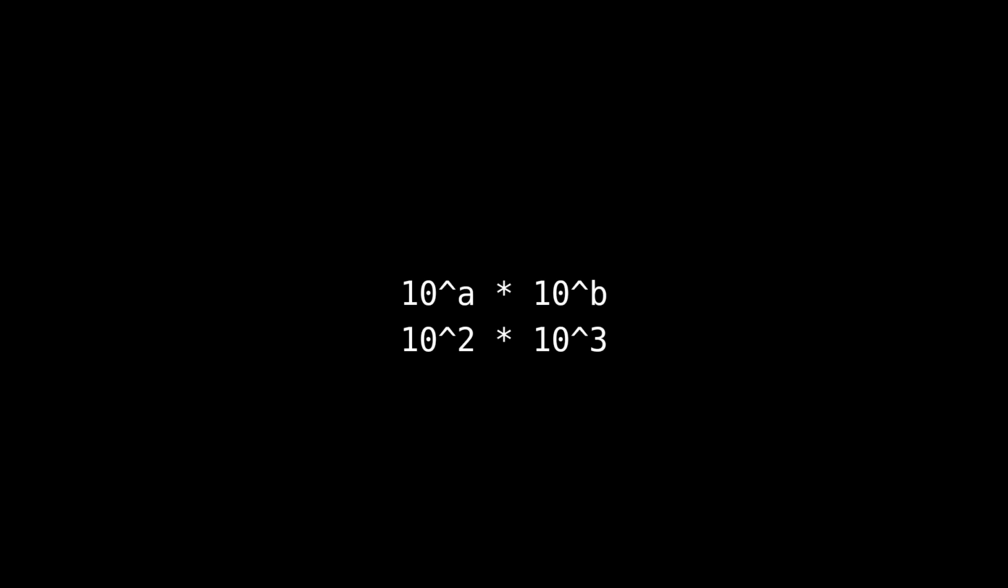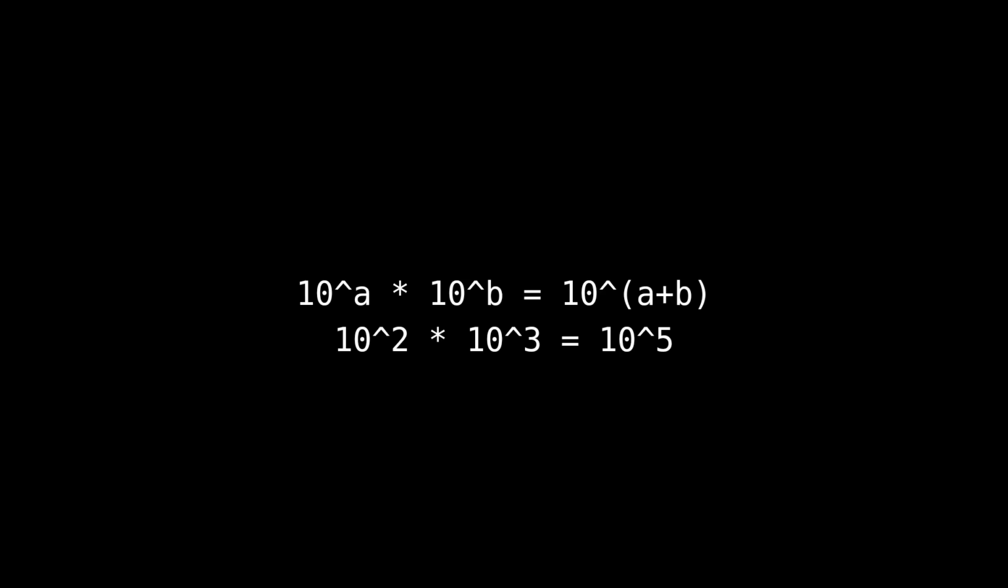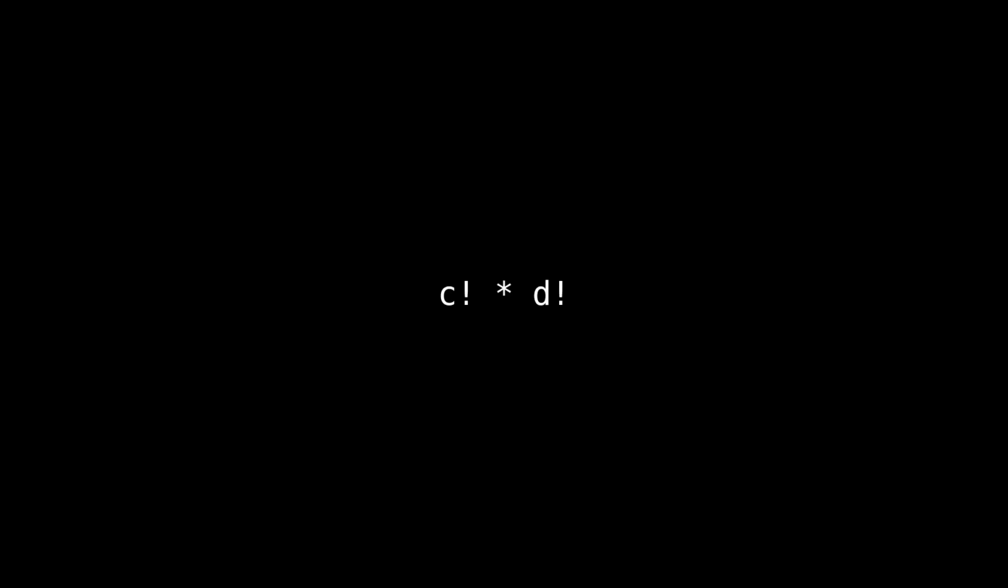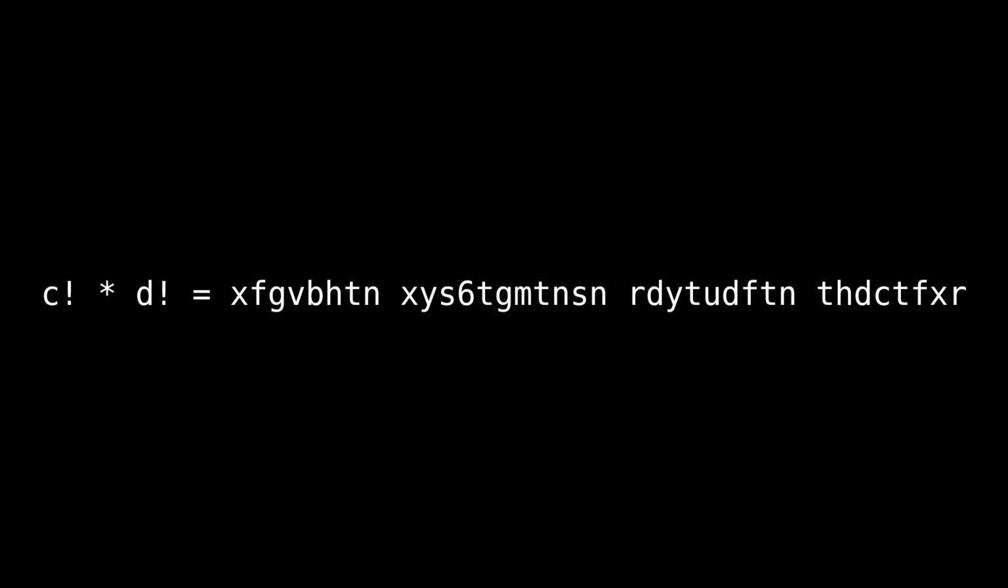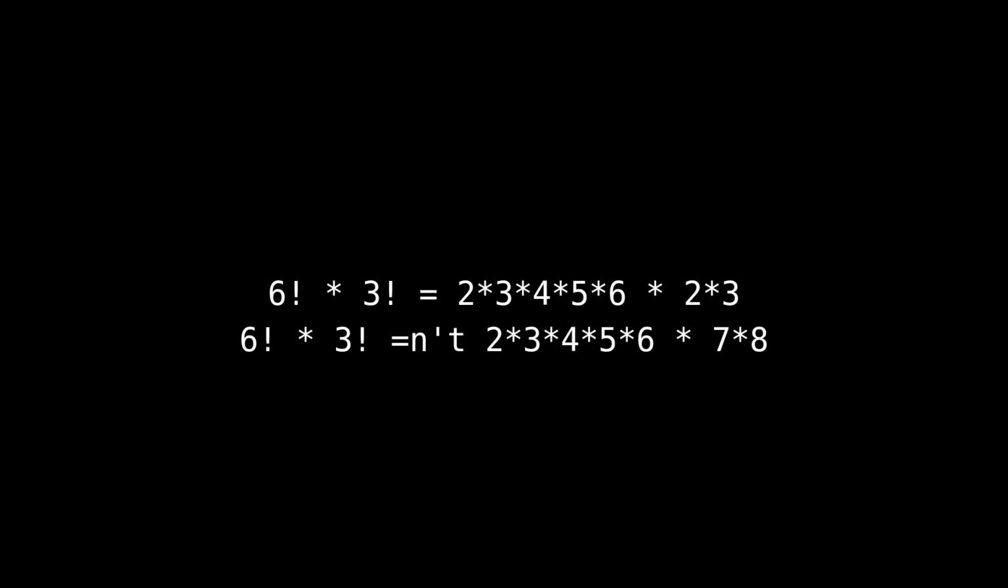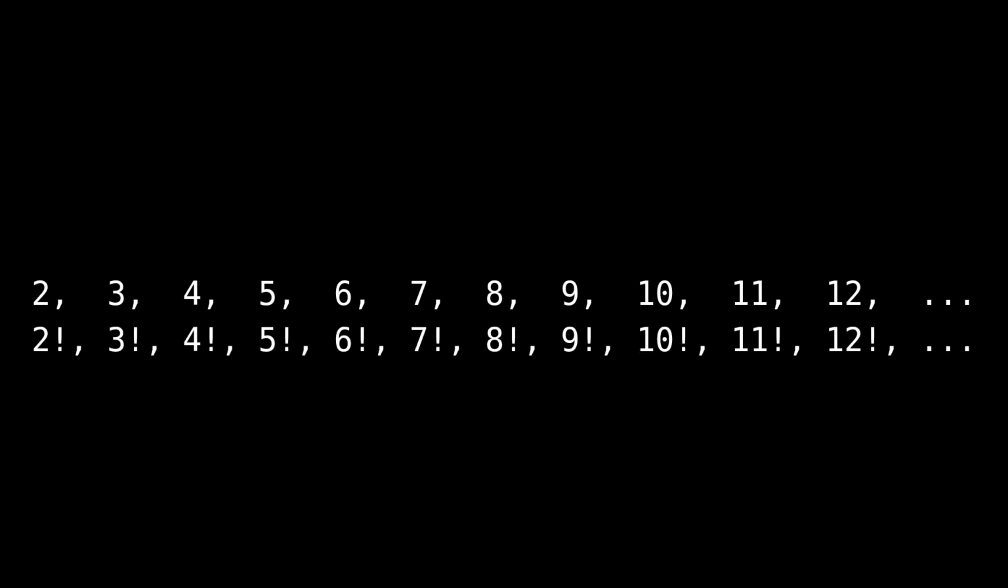If you multiply 2 powers of 10, the output is another power of 10. But if we do the same for factorials, the answers aren't so nice. For example, 6 factorial times 3 factorial is 2 times 3 times 4 times 5 times 6 times 2 times 3, not 2 times 3 times 4 times 5 times 6 times 7 times 8. As a result, not only do we want basic small numbers on a multiplication table, we also want their factorials.